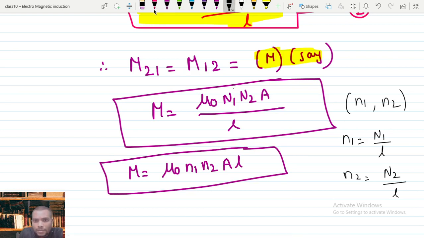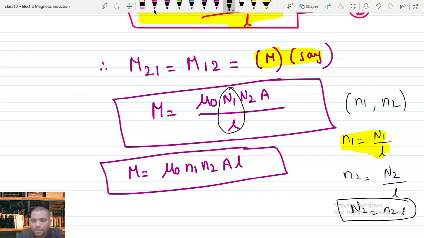Because of this small n1 upon L, I can put the value of n1, so this value I can substitute. And for the capital N2, from here we can rewrite capital N2 equal to small n2 times L. So if we substitute capital N2 as small n2 times L, we get that the mutual inductance M equals mu naught times N1 N2 A times L.